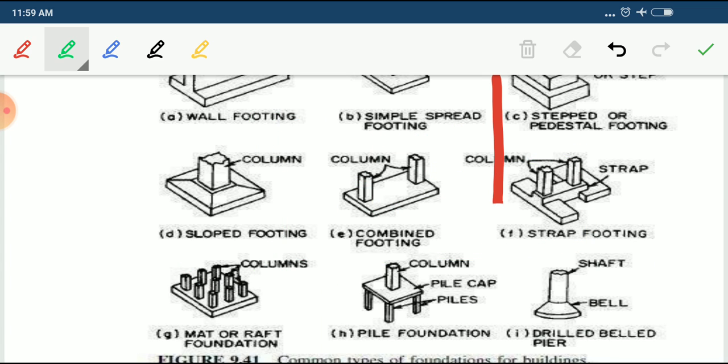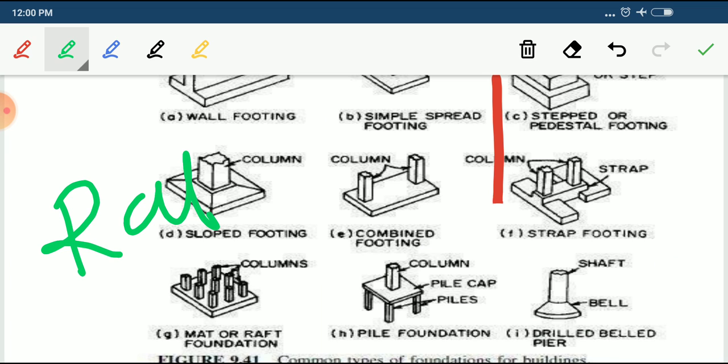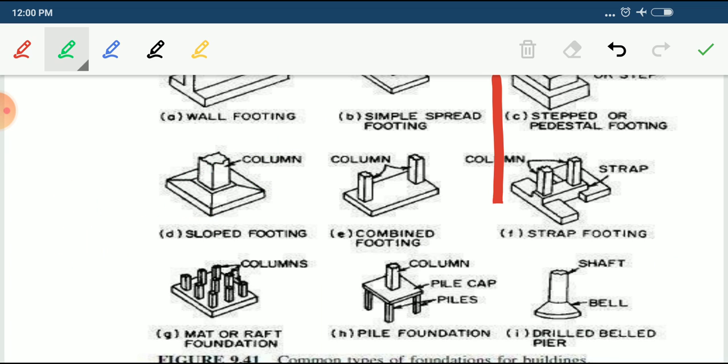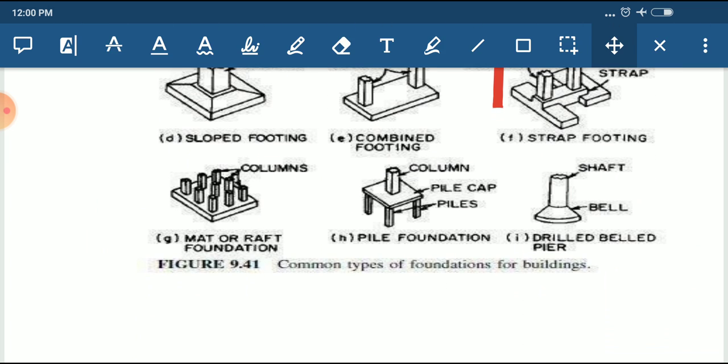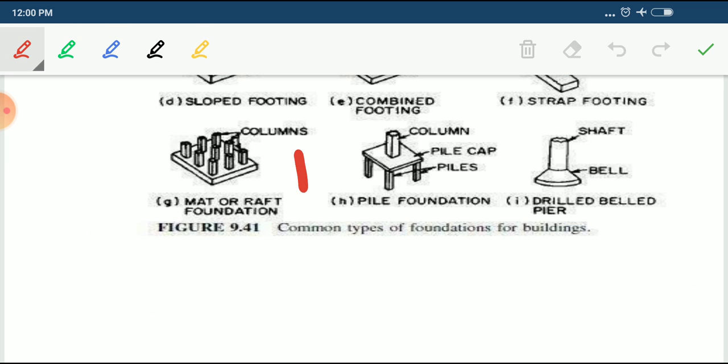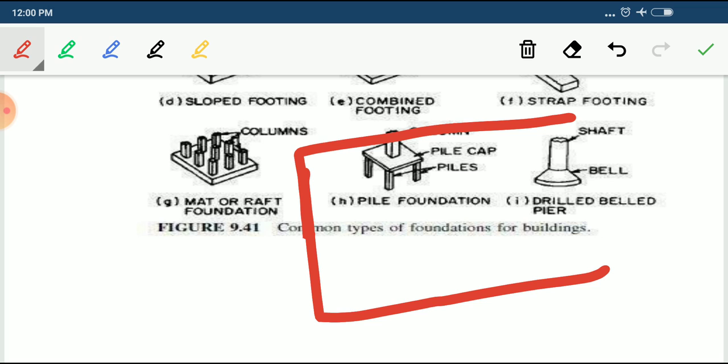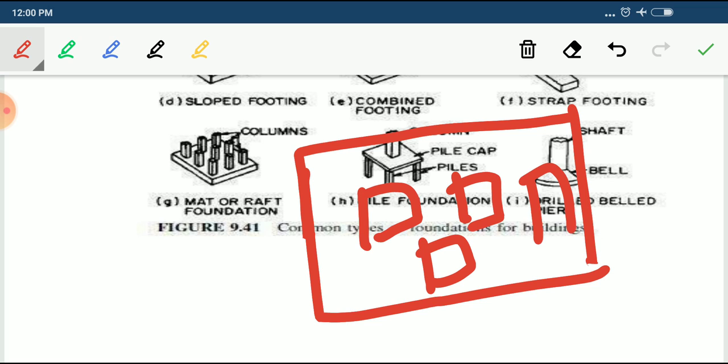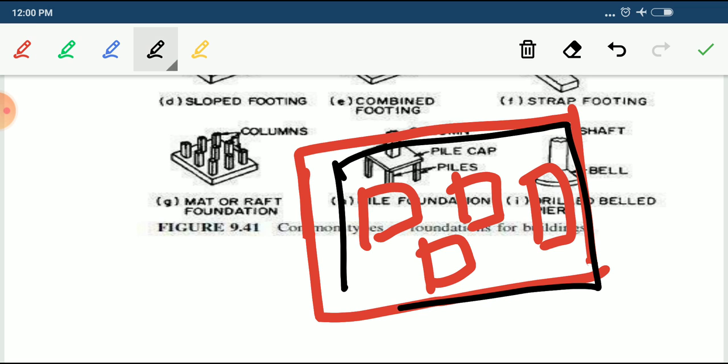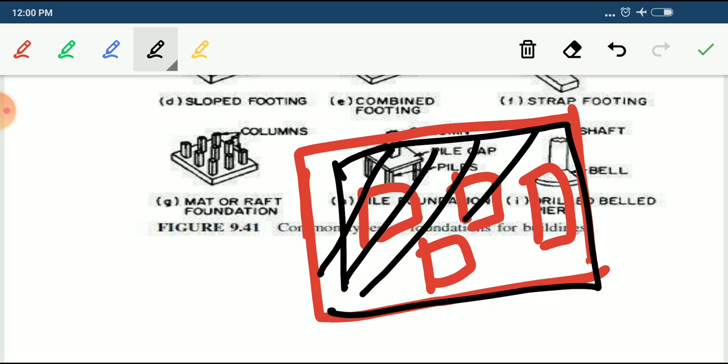Okay, next one is that is raft foundation, or you can say raft footing. What do you mean by raft footing? If number of columns are very nearer to each other, so instead of providing the individual footing, what we will provide? We will provide a common mat. Okay, we will provide a common mat, then that is called mat foundation or raft foundation.